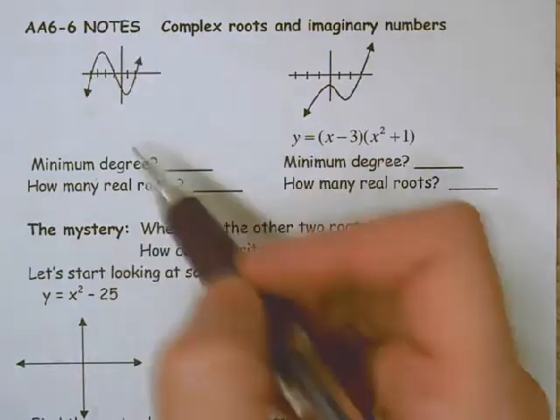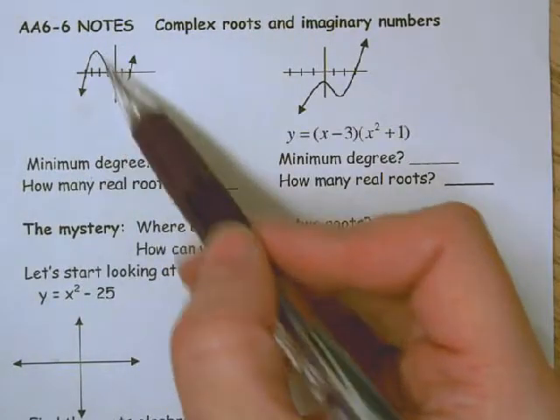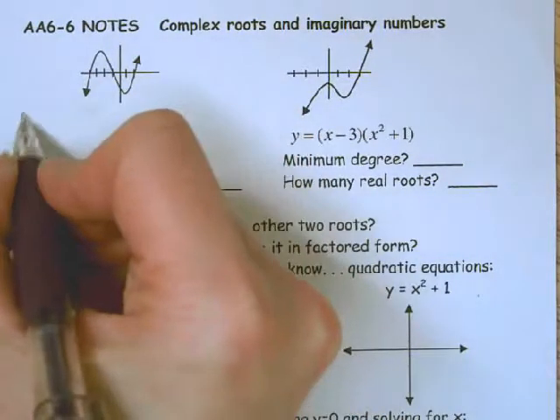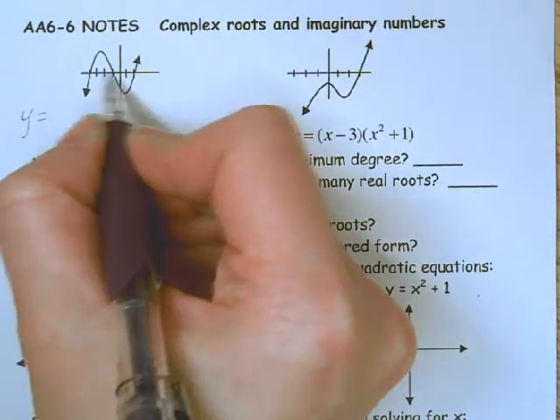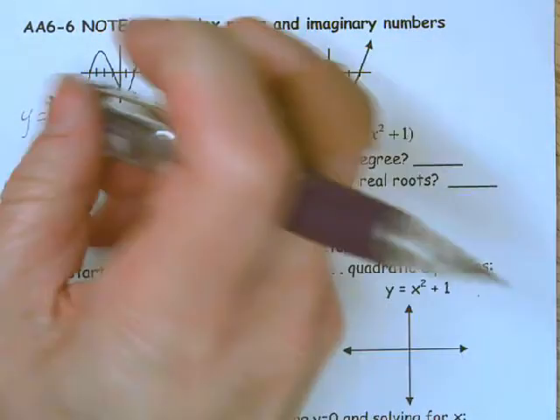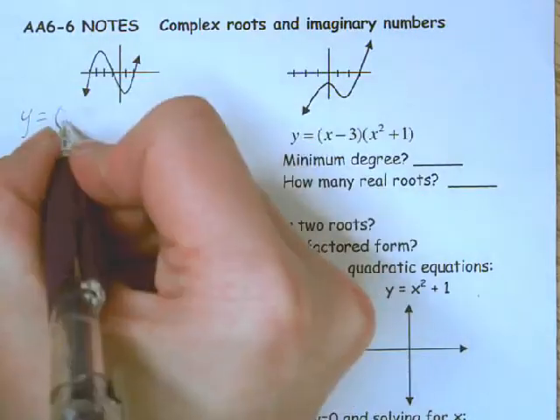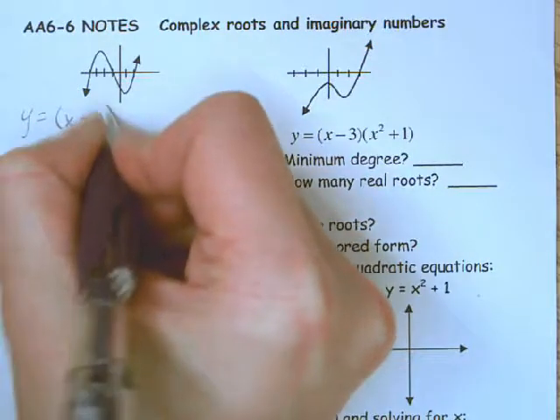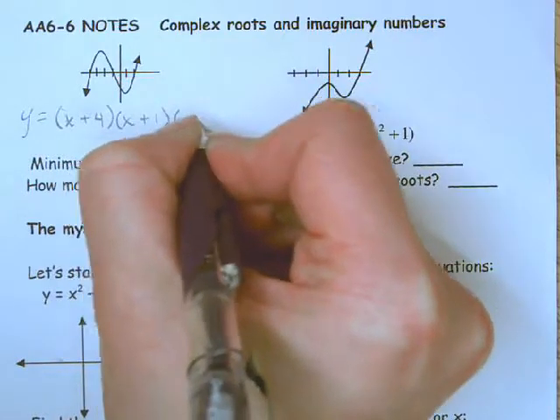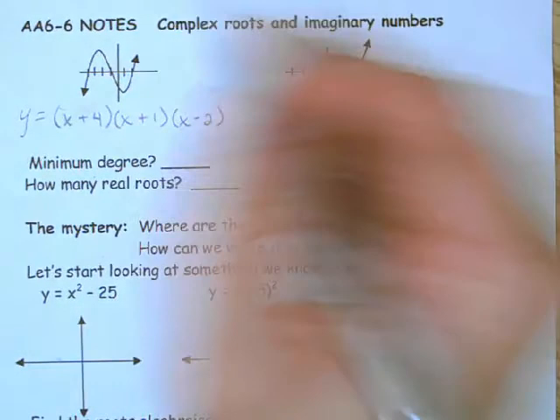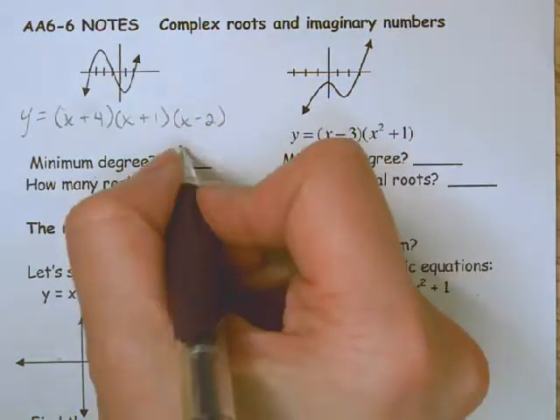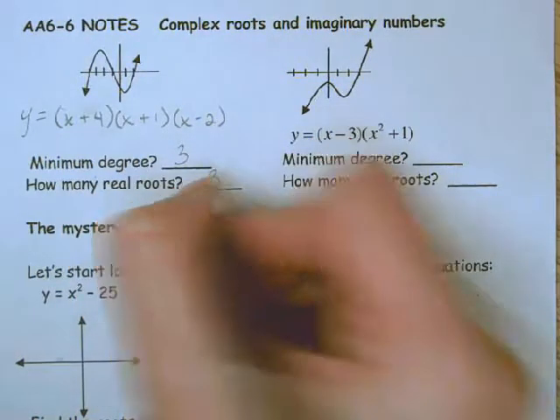So if I look at this particular polynomial, based on what we've done before, this would have a basic equation of y equals x plus 4 times x plus 1 times x minus 2. If I multiply that out and I look at the difference in the direction changes, that has a minimum degree of 3, and that one has 3 real roots.